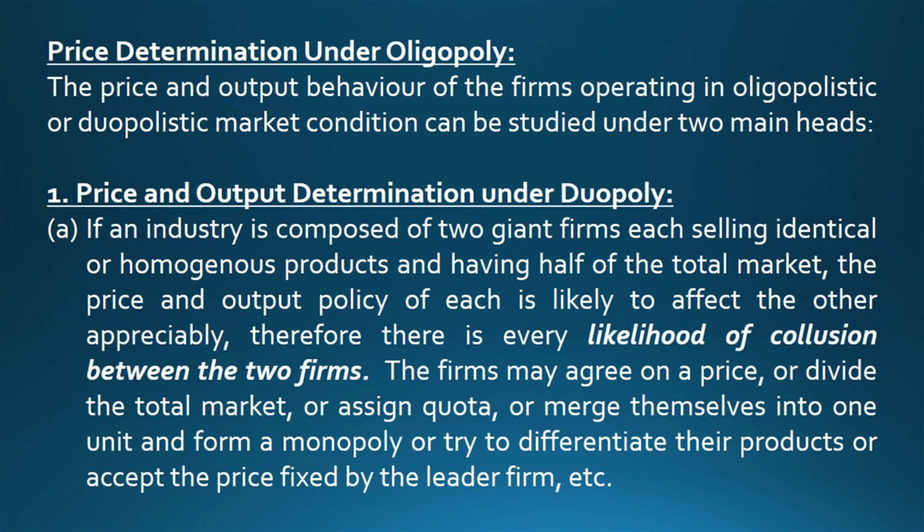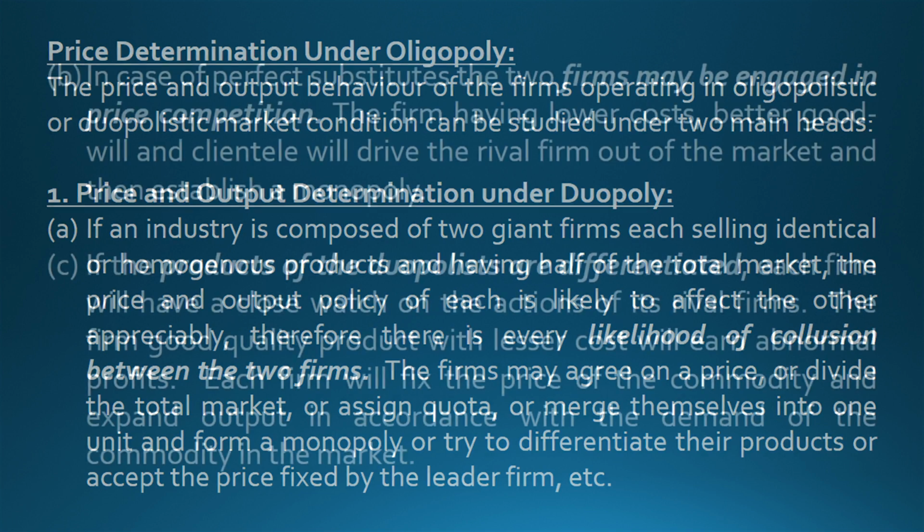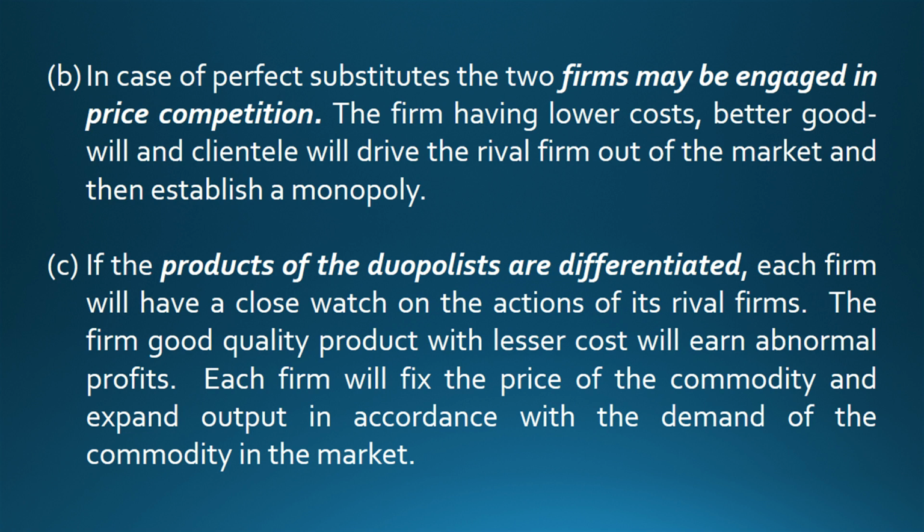1. Price and output determination under duopoly. A. If an industry is composed of two giant firms, each selling identical or homogeneous products and having half of the total market, the price and output policy of each is likely to affect the other appreciably. Therefore there is every likelihood of collusion between the two firms. The firms may agree on a price, or divide the total market, or assign quotas, or merge themselves into one unit and form a monopoly, or try to differentiate their products, or accept the price fixed by the leader firm, etc. B. In case of perfect substitutes, the two firms may be engaged in price competition.